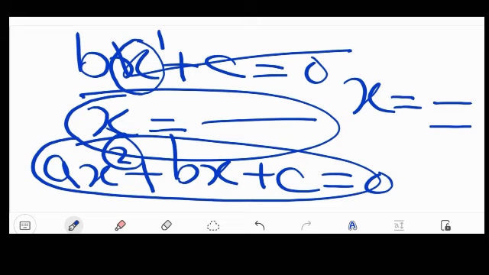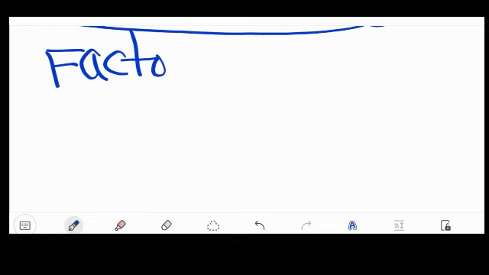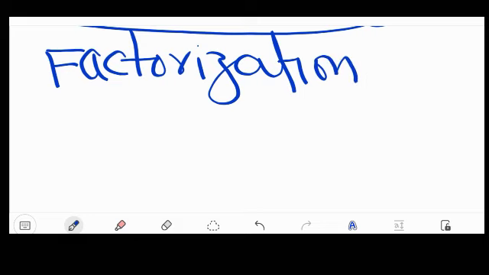So, as I'm talking about the solution of a quadratic equation, there are three methods on behalf of which we can solve any quadratic equation. Let me write the names of these three methods. The first method by which we can solve any quadratic equation is factorization. And the second method which we have to follow in order to solve a quadratic equation is the completing square method.